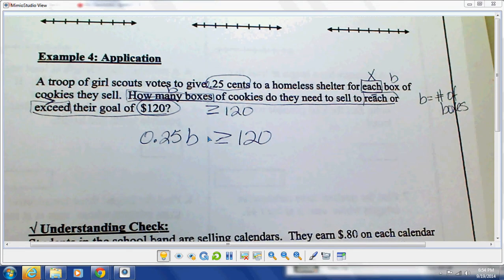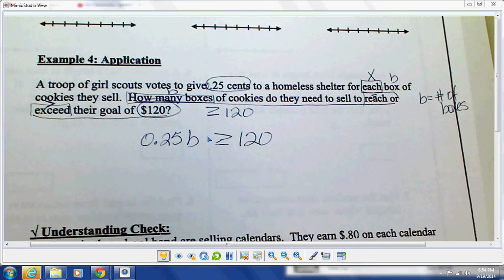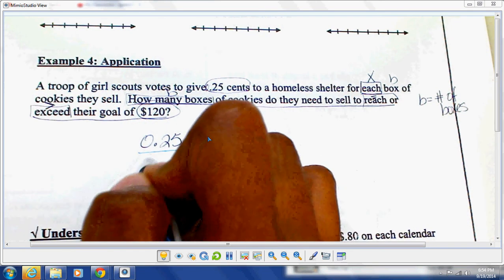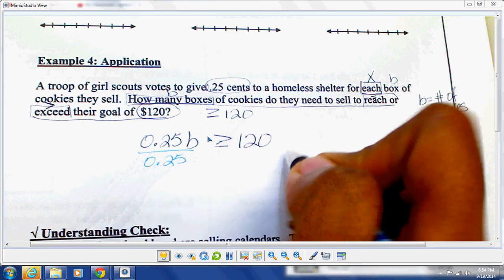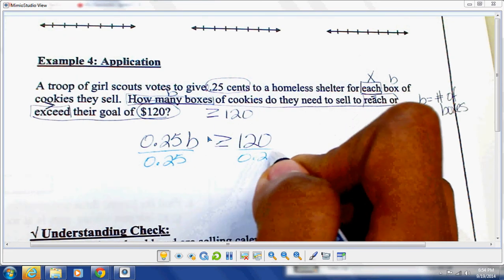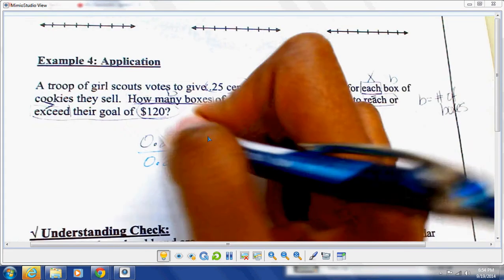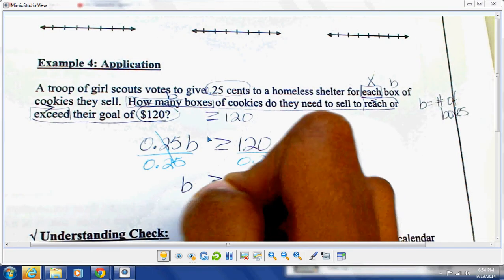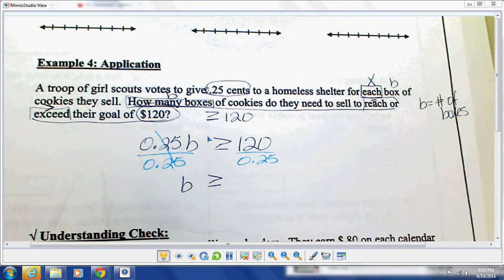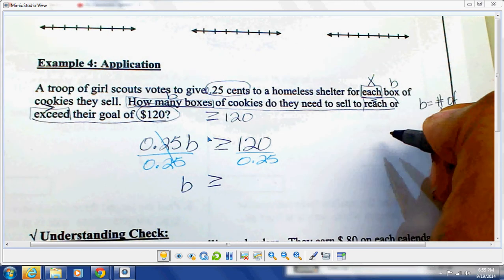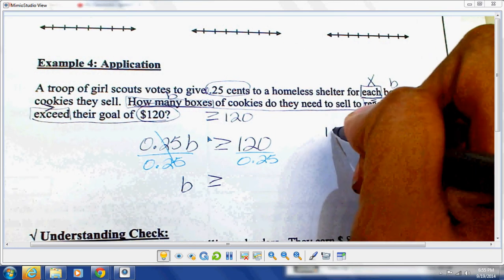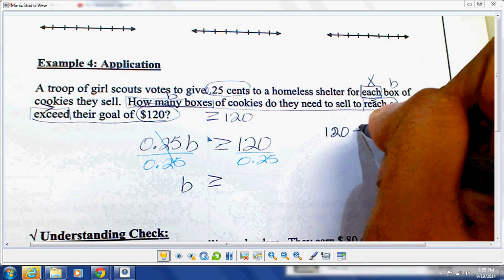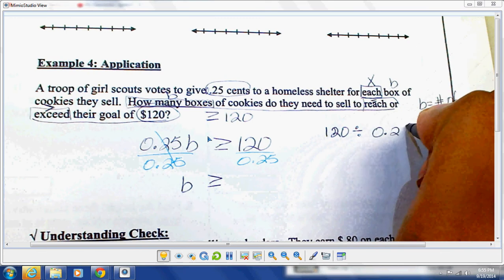So now we're going to solve. Remember, to solve, I need to isolate my variable. So that means I need to divide both sides by 25 hundredths. So those cancel, leaving me with B is greater than or equal to, because I didn't divide by a negative. Now I've got to come over here and work this out. Remember, this is 120 divided by 25 hundredths.